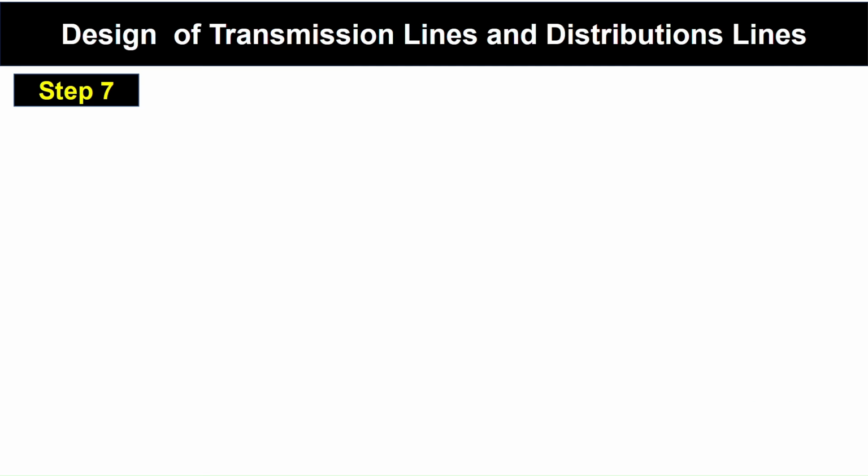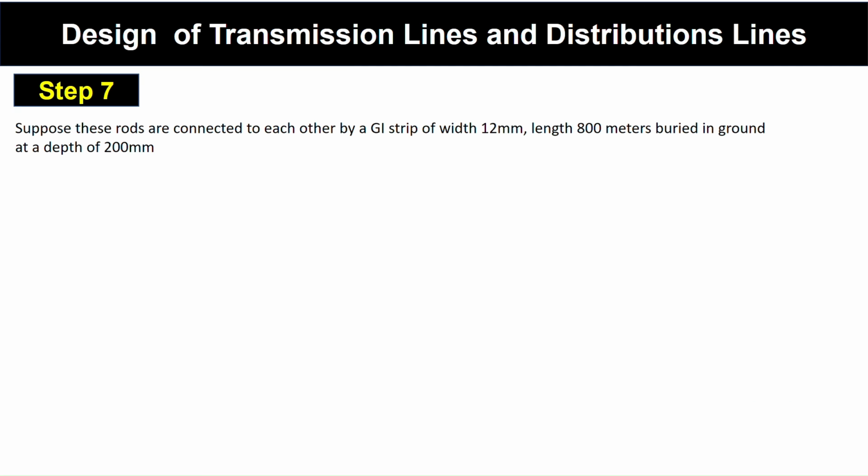Step 7. Suppose these rods are connected to each other by a GI strip of width 12 mm, length 800 meters, buried in the ground at a depth of 200 mm. These rods are connected to each other by a strip having these dimensions, and the strip is buried 200 mm from the finished ground level. Now we will first calculate the resistance of the strip.